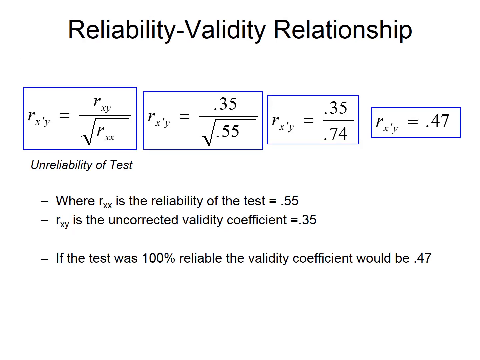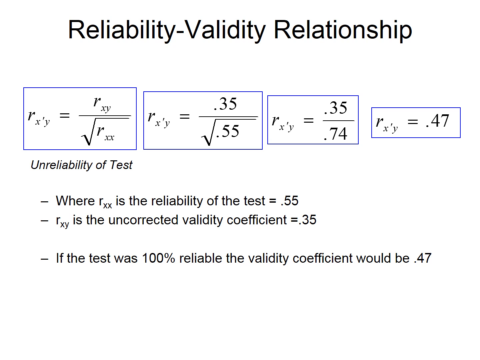We also talked briefly about the reliability-validity relationship and an unreliability of test adjustment. This is something that we'll often do. It's a way to calculate how strong our validity relationship would be if we had perfect reliability. And we do this to determine whether we want to go back to try to make our test more reliable.